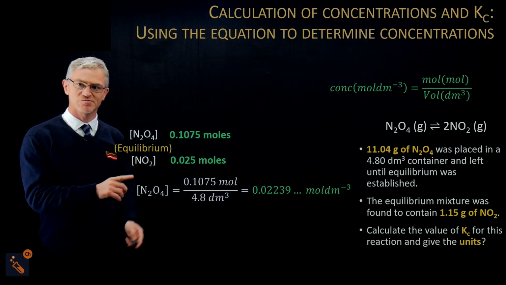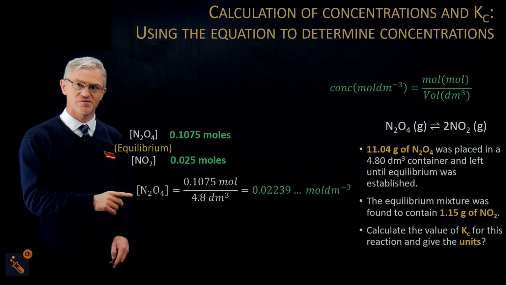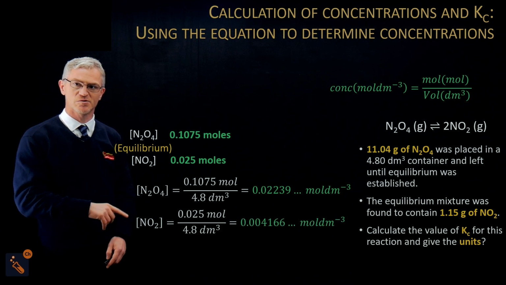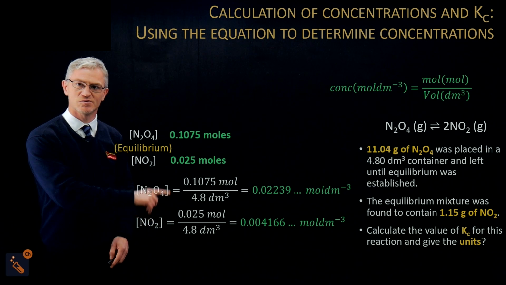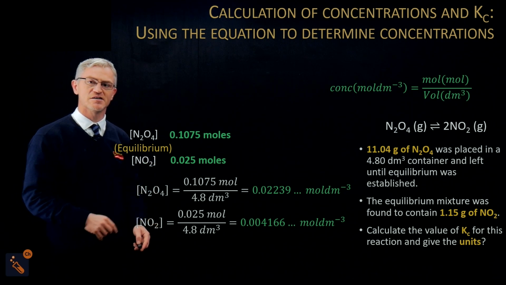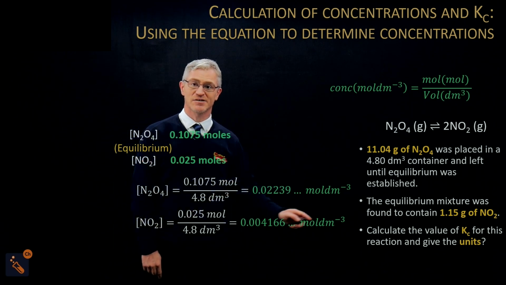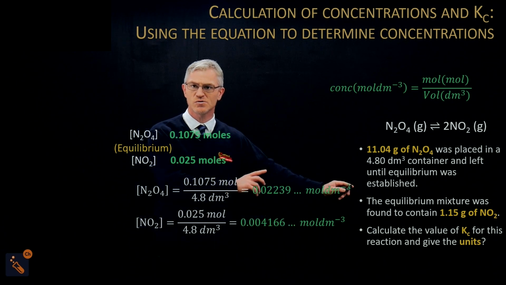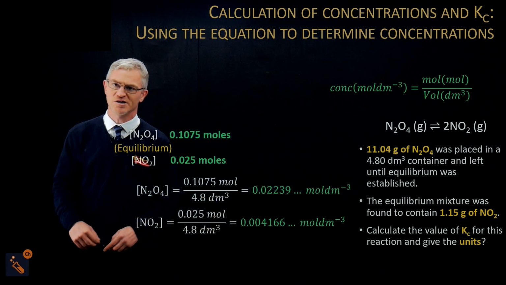So we've got the concentration of N2O4, which is 0.1075 divided by 4.8, and NO2 is 0.025 divided by 4.8. And both of these numbers are kept in the calculator. That's why we have the 3 dots. They're just the whole calculator number. Do not shorten them in any way.